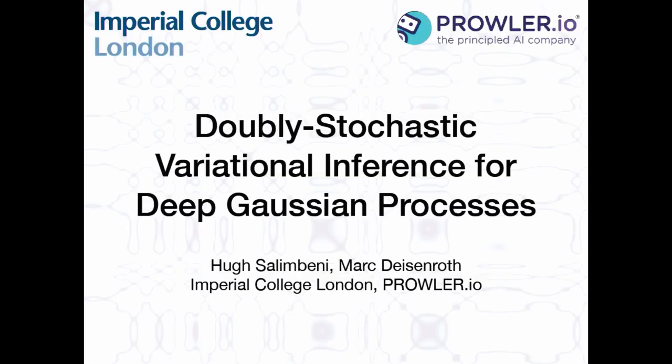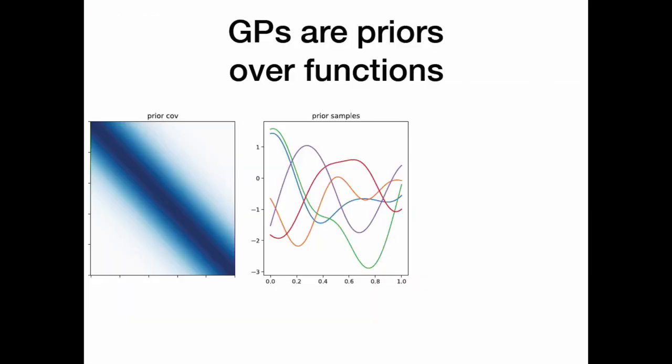Hi, I'm Hugh. I'm here to talk about doubly stochastic variational inference for deep Gaussian processes. This is work with my supervisor, Mike Deisenroth. So as we've heard, GPs are priors over functions. On the left, you can see a covariance matrix, which is plotted as a heat map, and in the middle are 5 samples from a zero-mean Gaussian with that covariance matrix.